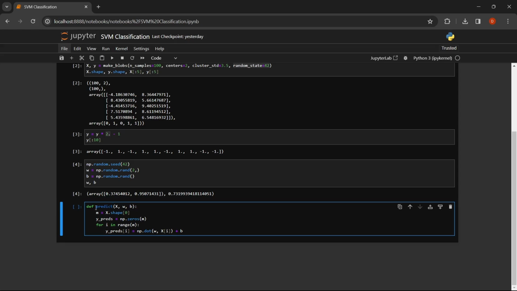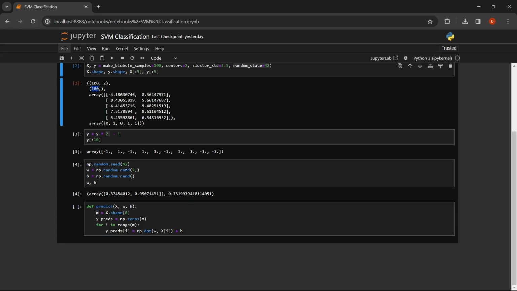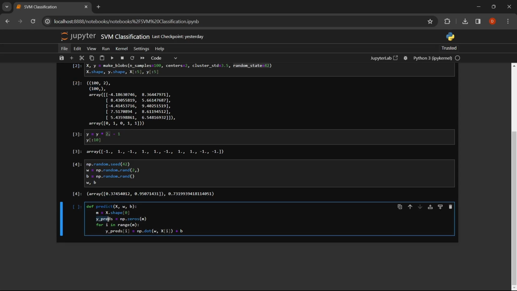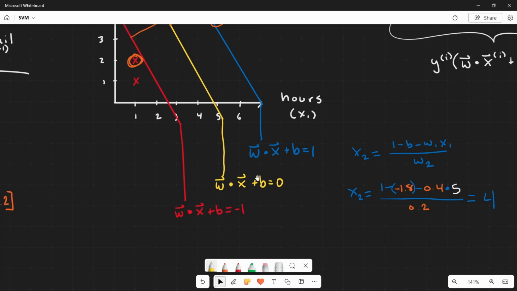Alright, so what we currently have in this prediction function is we're passing in x, w, and b. We're initializing m, which is the number of training examples, which in our case was 100. And then we're creating an empty array for all of the y predictions. And then in this for loop, we're going to look at each training example and figure out what its y prediction should be. And to do that, we're going to apply the dot product w dot x at i plus b. So that's just like what we saw up here, w dot x plus b.